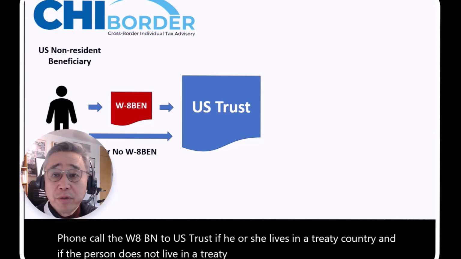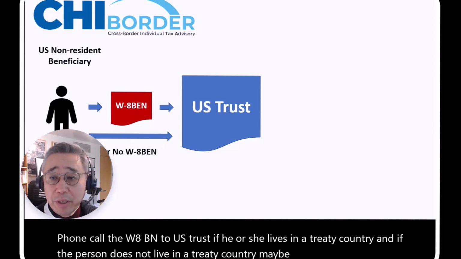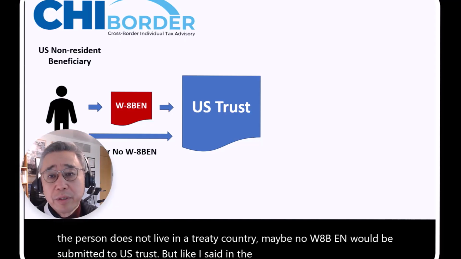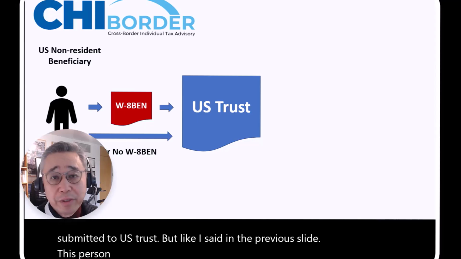and if the person does not live in a treaty country, maybe no W-8BEN would be submitted to the U.S. trust. But like I said in the previous slide, this person must have an ITIN, Individual Taxpayer Identification Number.